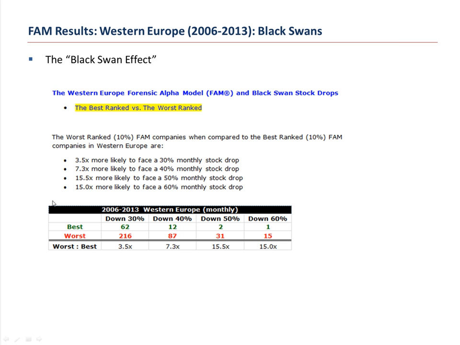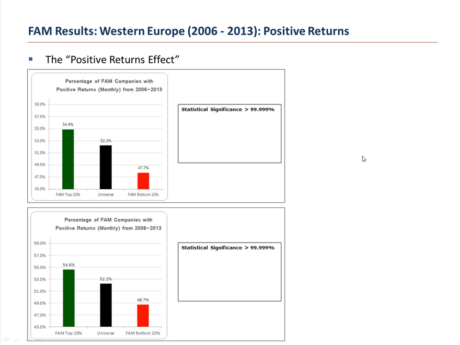It's this phenomenon, the black swan effect, that explains why the worst rated FAM companies perform so poorly. But what about the upside? The second effect we note in FAM is the positive returns effect. And this is actually pretty simple. It turns out that the best rated companies in FAM, in this case I'm looking at the top 10% versus the bottom 10%, the top rated companies on a monthly basis just tend to not go down.